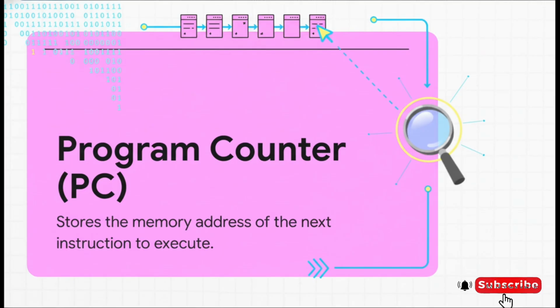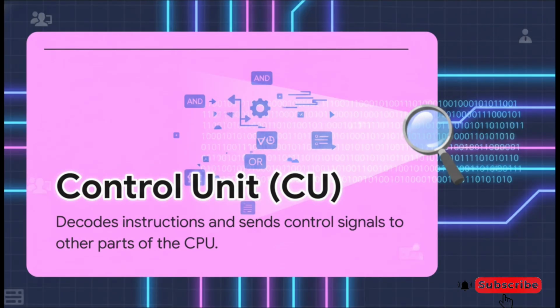First up, we have the program counter, or PC for short. This is the navigator for the whole operation. Its only job, its entire purpose in life, is to keep track of where we are. It's constantly pointing to the memory address of the very next instruction that's in line. Next, there's the control unit, the CU. This is kind of like the project manager, or maybe the translator. It takes an instruction, figures out what on earth it's supposed to mean, and then barks out orders to all the other components, telling them exactly what to do and when to do it.